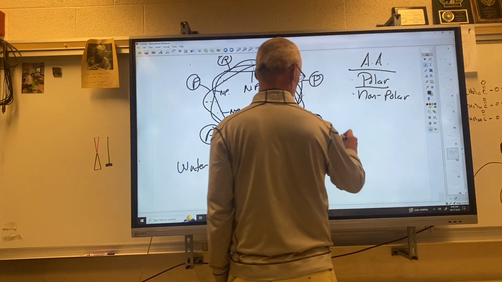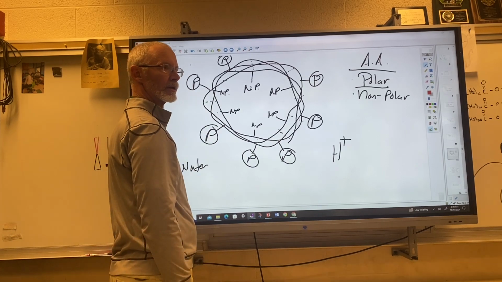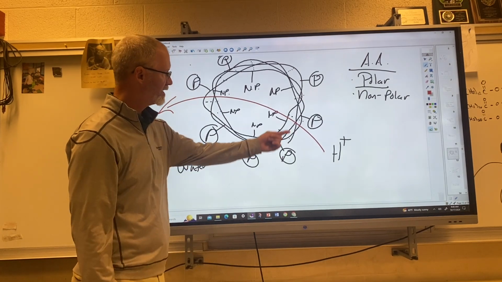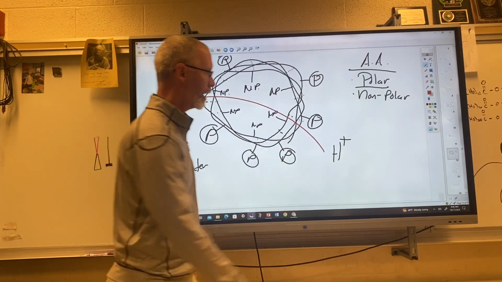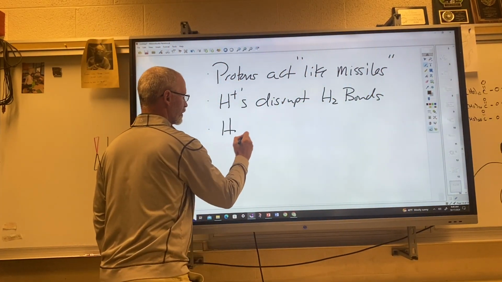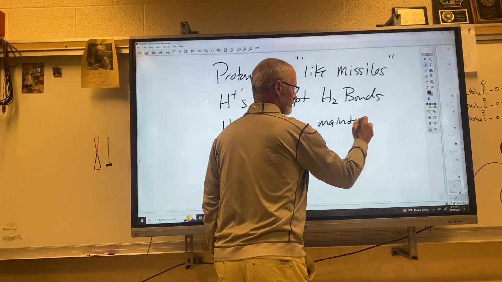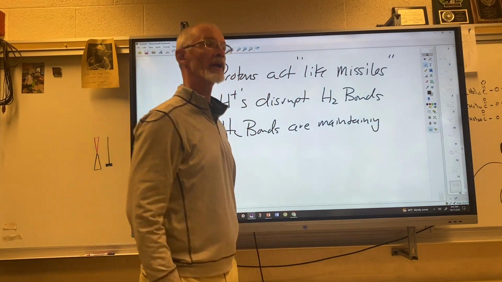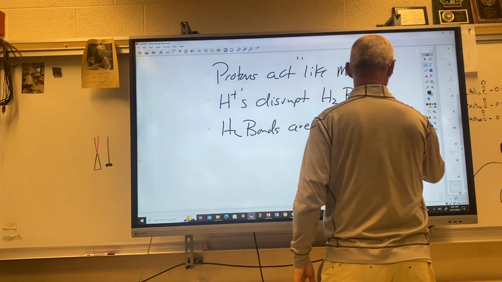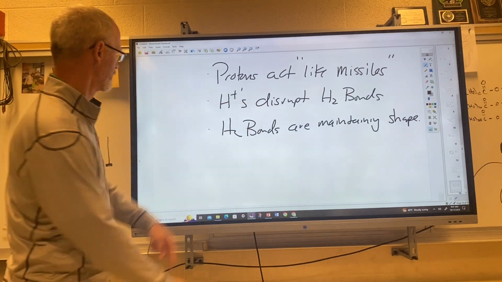I'm going to put a proton right here, and I'm going to put its motion in red. Can that proton just fly right through that protein? Yeah. Vroom. And when it does, it disrupts what? Going back to black. Those hydrogen bonds are maintaining what about that protein? Not the structure. The amino acids are the structure. It's the shape. Those hydrogen bonds are maintaining the shape.